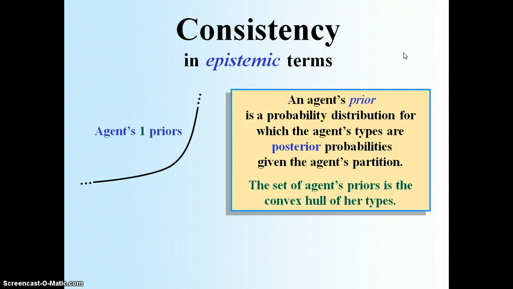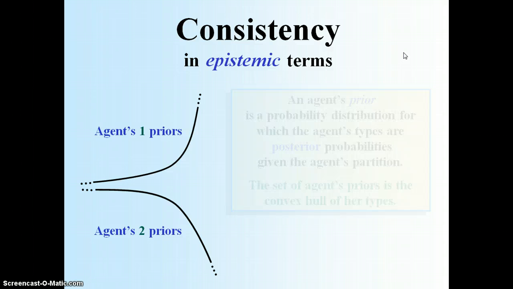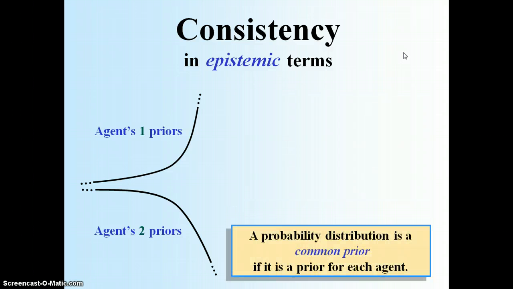So here we depict it for two agents. This is agent 1's set of priors, and this is agent 2's set of priors. And if there is a point in common to these two sets, this is a common point. This is a common prior. So a common prior is a prior for both players.